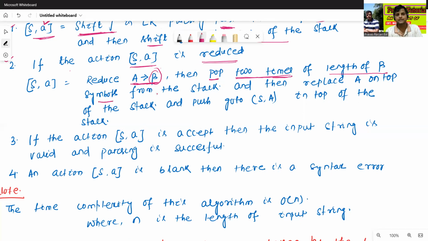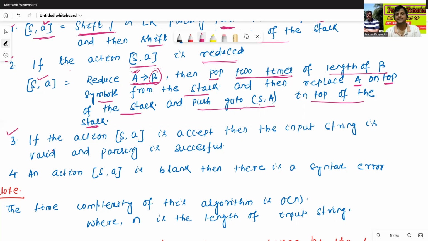Length beta symbols from the stack. Then replace by A, meaning the LHS part, on top of the stack. Then push goto of S and A on top of the stack. Don't worry about this theory. We'll also do one suitable example, and with the help of one example we'll clear up the meaning of shift action and reduce action. Okay. Then the third action.